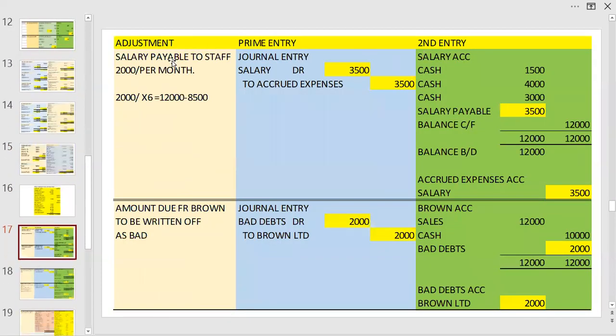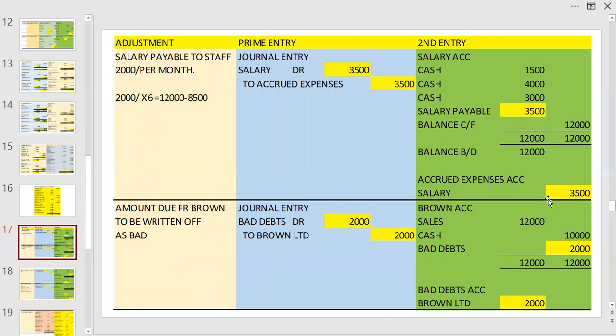First one, salary payable to staff is 2,000 per month. Since the business is in operation for 6 months, it is 6 into 2,000, 12,000. Cash paid was only 8,500. That means 3,500 is still payable. So we pass a journal entry. Salary account debit 3,500, accrued expenses credit 3,500. So we have created a new account called accrued expenses.